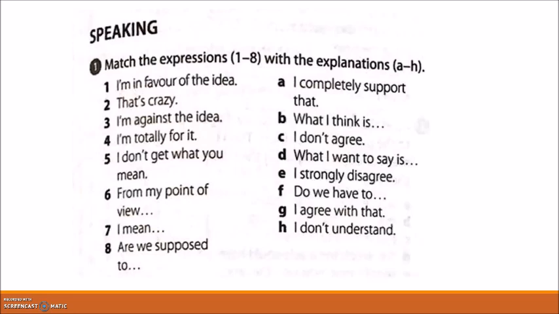1. I'm in favor of the idea. It would be letter G. I agree with that. Guys, in this part, this is an example because you have to match the sentences with the one that is similar in meaning. Number 2. That's crazy. E. I strongly disagree. 3. I'm against the idea. C. I don't agree. 4. I'm totally for it. A. I completely support that.